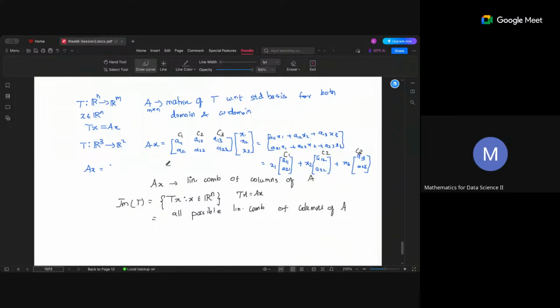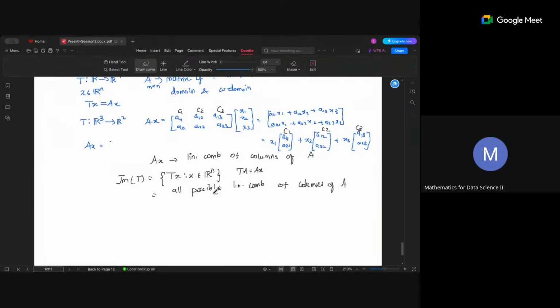So here I am trying to explain the relation between the matrix and the image of T, to understand it from the perspective of the matrix. All possible linear combinations, there is another name for it. Can you recall what it is? Column space. Span. Yes, so what you earlier said is also correct. That is the final result: the span of the columns of A, which is nothing but the column space of A.